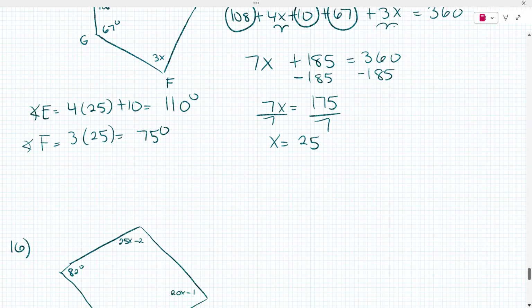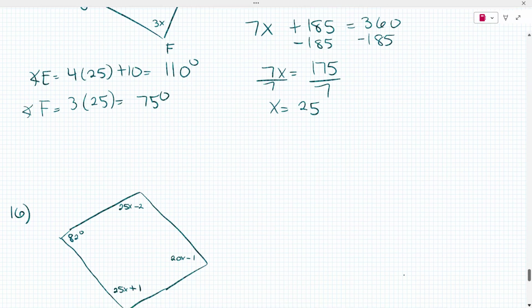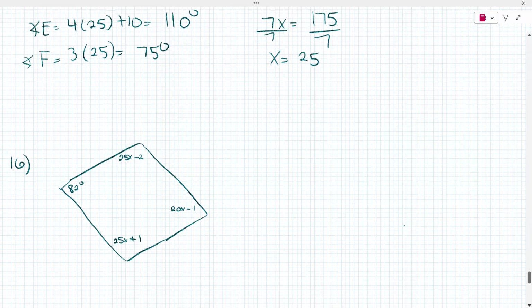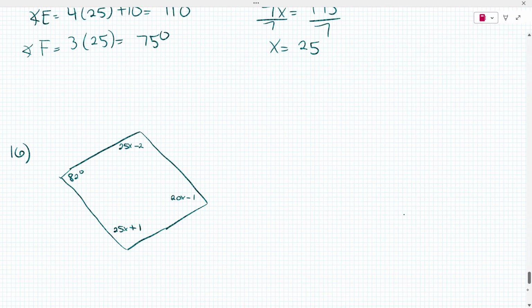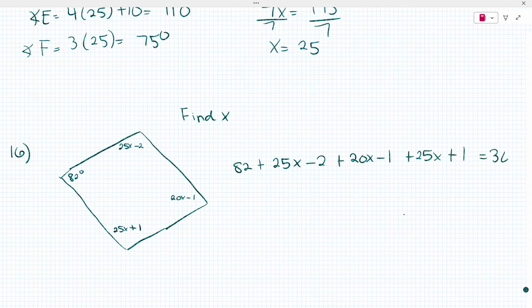to 16. So here we have this polygon, and I think the direction says find x. Yeah, we don't have to find the missing angles, just finding x. So we can just add up all the angles. 82 plus 25x minus 2 plus 20x minus 1 plus 25x plus 1 equals 360.